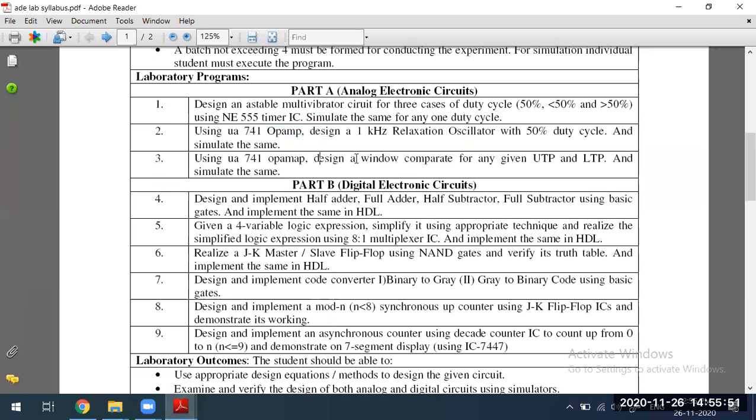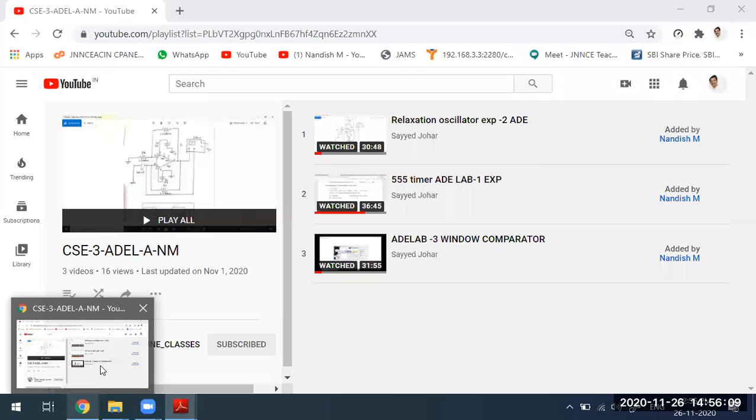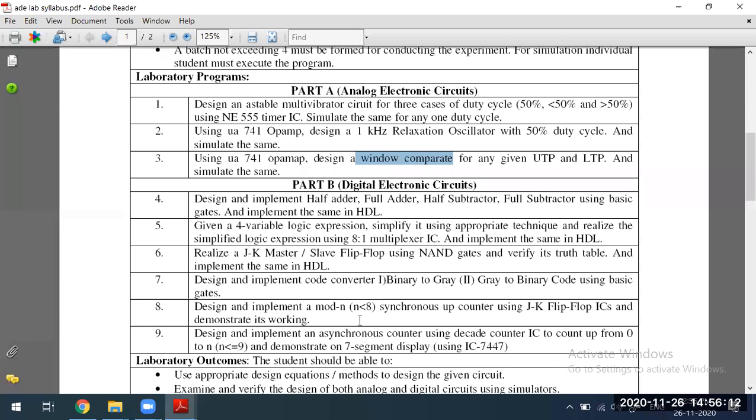See, we'll see this first, the window comparator. I think you have seen in the lab or you have heard the IC called OPAMP, operational amplifier. This operational amplifier can do so many things. You can use it as an integrator, for integration, for differentiation, as a comparator, or as a filter. It is like an all-rounder. You can use it for so many purposes.